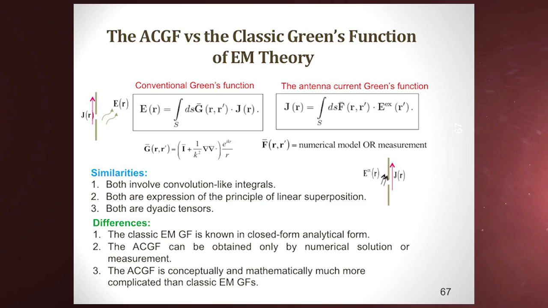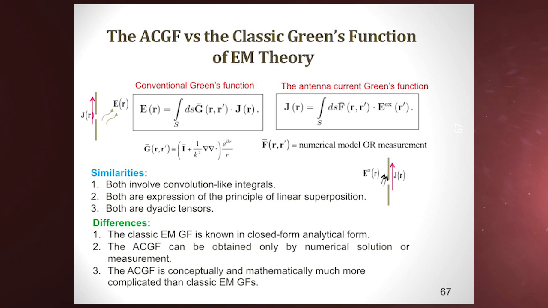And just for those of us who are familiar with Green functions, you have heard the term before. So here I'm trying to provide a comparison between the antenna current Green function, the new concept that we're talking about, and the classical Green functions in EM theory. On the conventional Green function, you have a current. This is how we start. We have a current on the antenna, so we find the Green function. And this is the expression here. So this is the Green function for the classical situation.